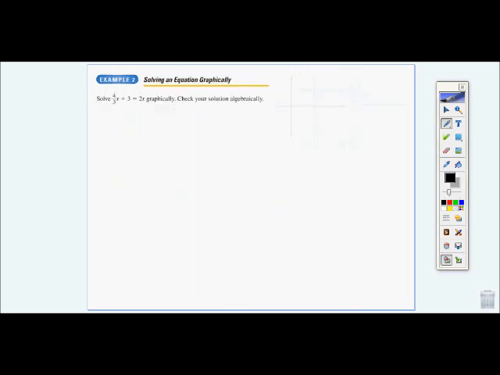In example 2, we're going to do it in just the opposite order. It says solve the equation graphically and then check your solution algebraically. So I'm going to go ahead and reveal the graph first.